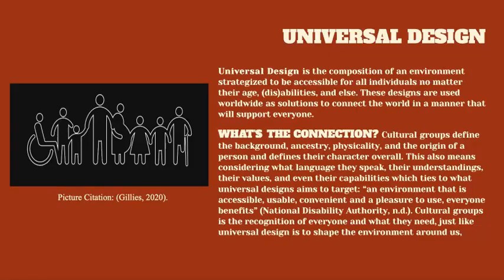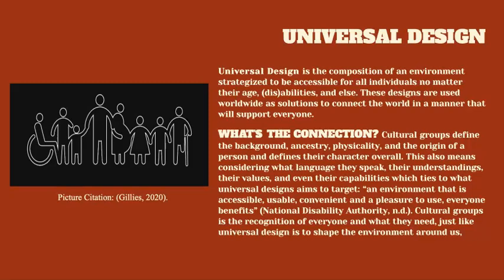Now, what is the connection between universal design and culture groups? Well, universal design is the composition of an environment strategized to be accessible for all individuals no matter their age, disabilities, or abilities, and else. These designs are used worldwide as solutions to connect to the world in a manner that will support everyone.